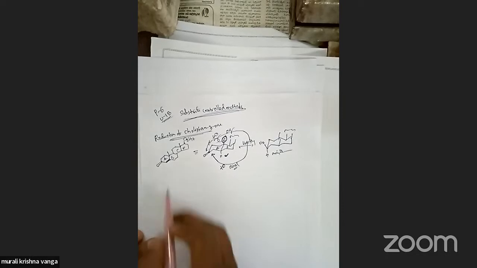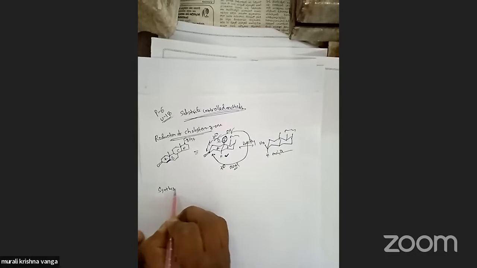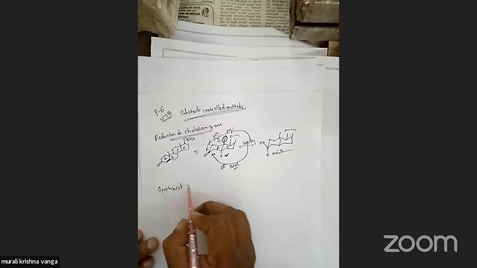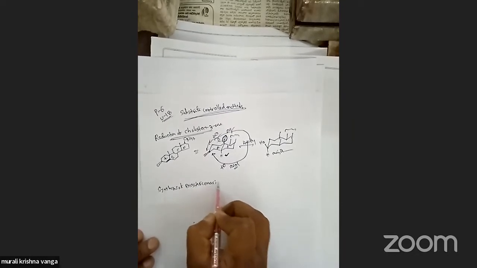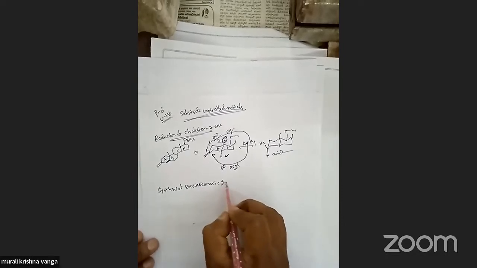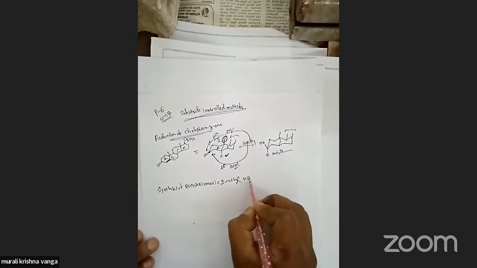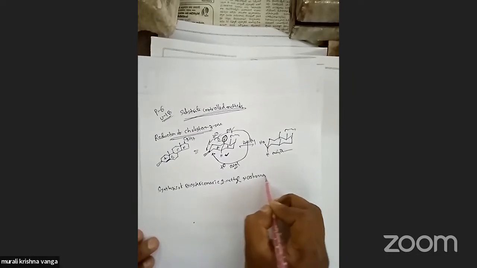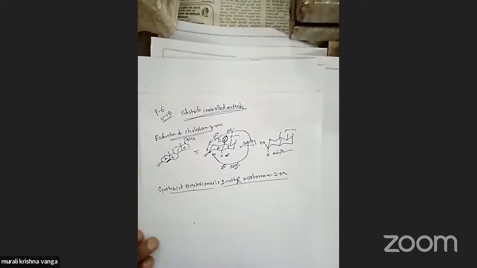Okay. So the next example is the synthesis of diastereomeric 2-methyl norbornan-2-ol. Synthesis of diastereomeric 2-methyl norbornan-2-ol.